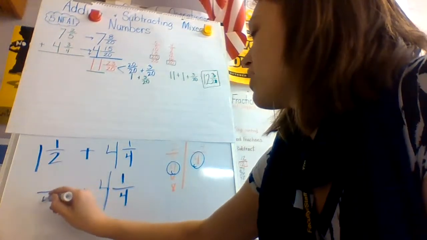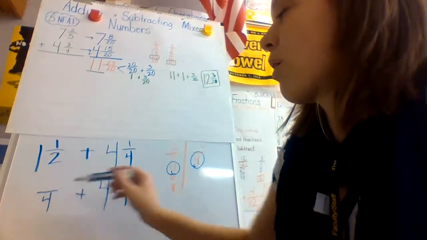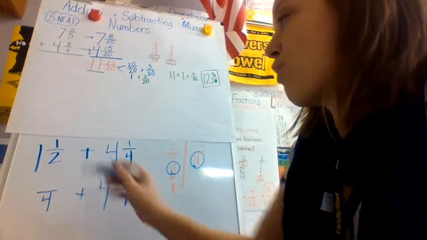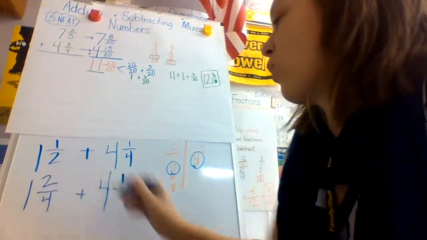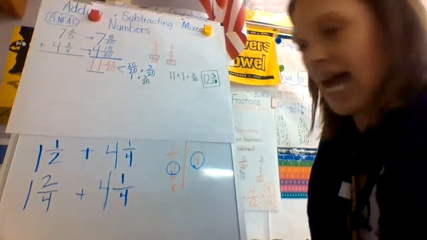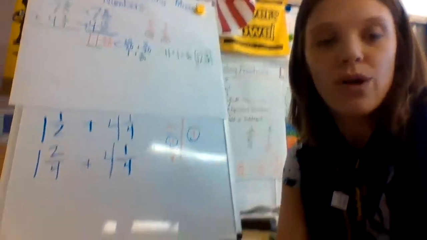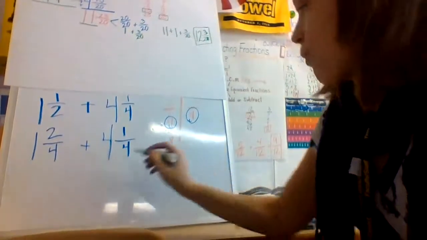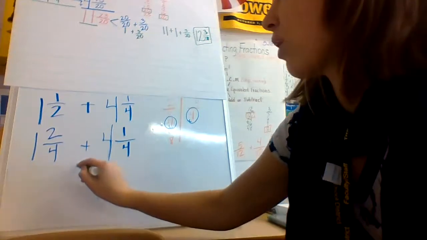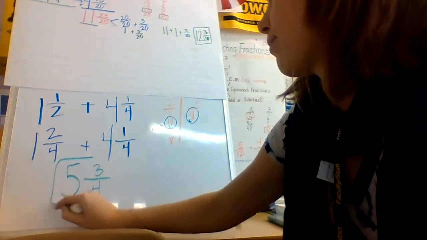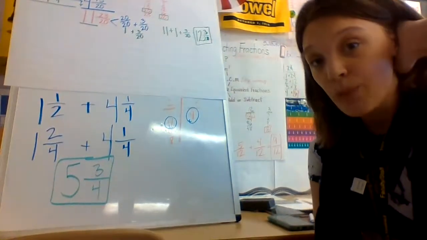We do, however, need to do some work to my other fraction. How did I get from 2 to 4? I multiplied by 2. So if 2 times 2 is 4, 1 times 2 is 2. Bring down my whole number. Now I can add these two mixed numbers together because I know that 2/4 plus 1/4 is 3/4. 1 plus 4 is 5. Here's my final answer.